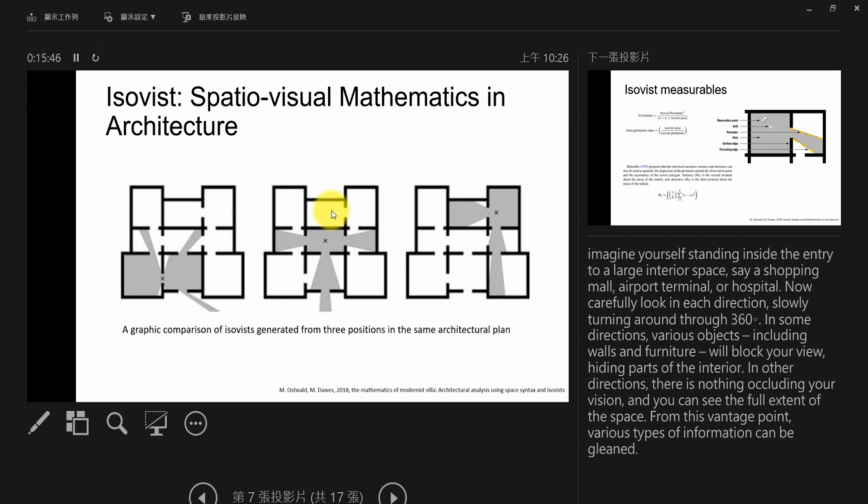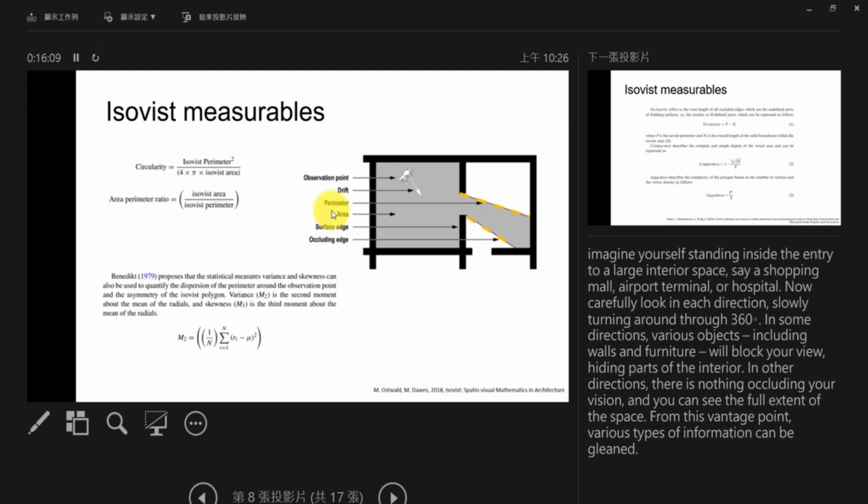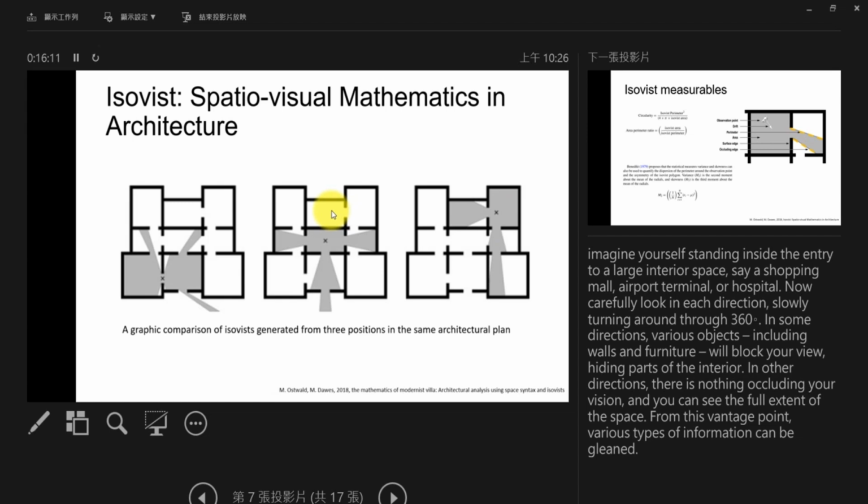This is the interpretation of how many percentage, very empirically, you can visualize in a built environment. So this is just a graphical presentation. So how can we measure the isovist? It comes with some mathematical model.